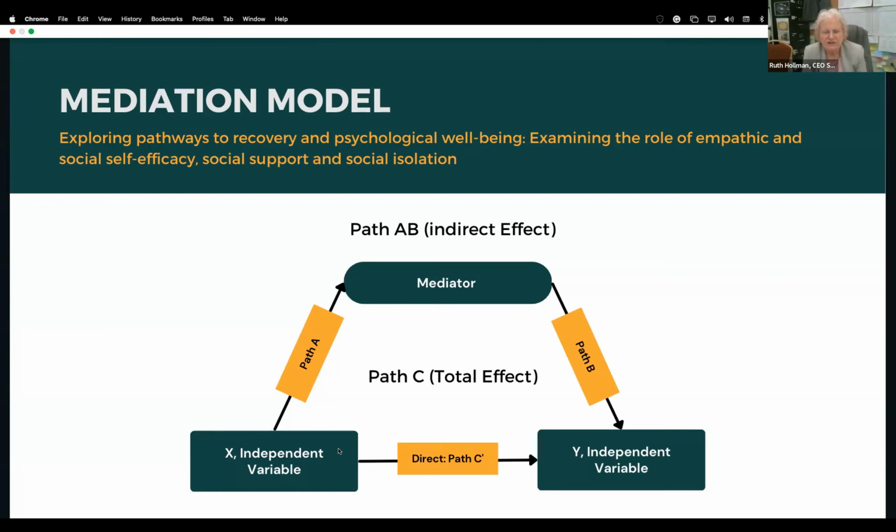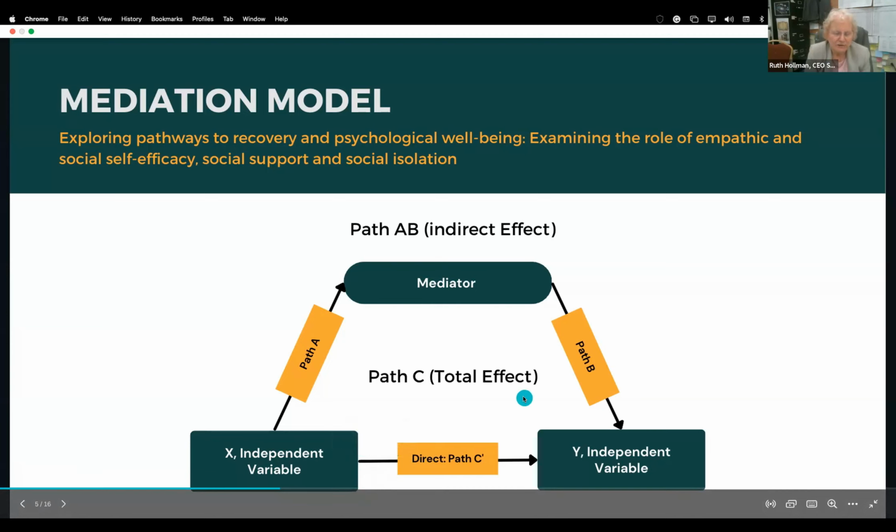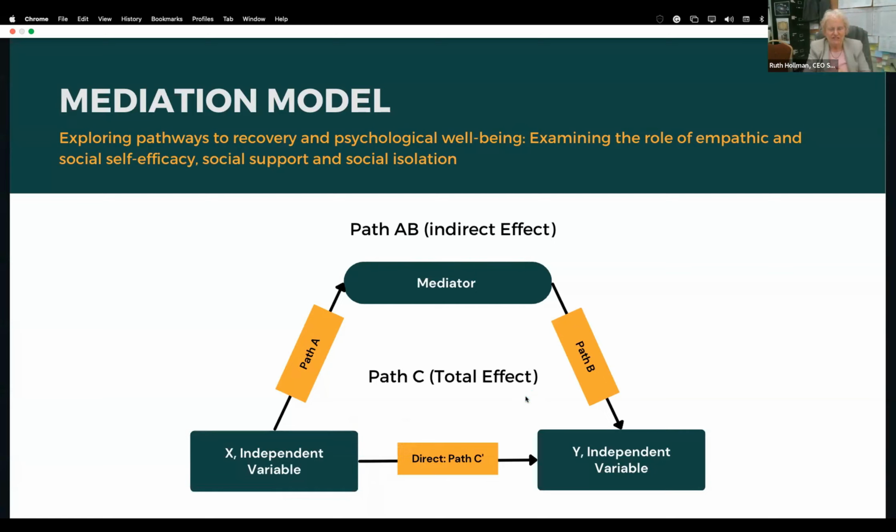Yeah. So the mediator here is either social support in hypothesis 2, or social isolation. And the independent variable is what? The independent variable is empathic self-efficacy. So you have a way of measuring empathic self-efficacy, and you see how that impacts social support and social isolation. That's path A.